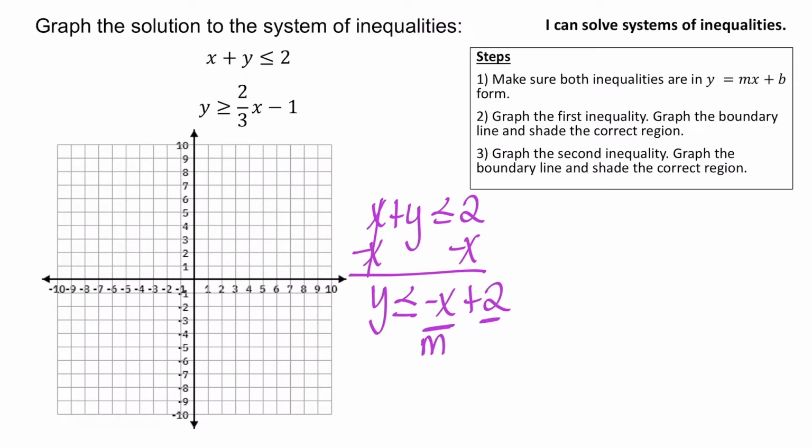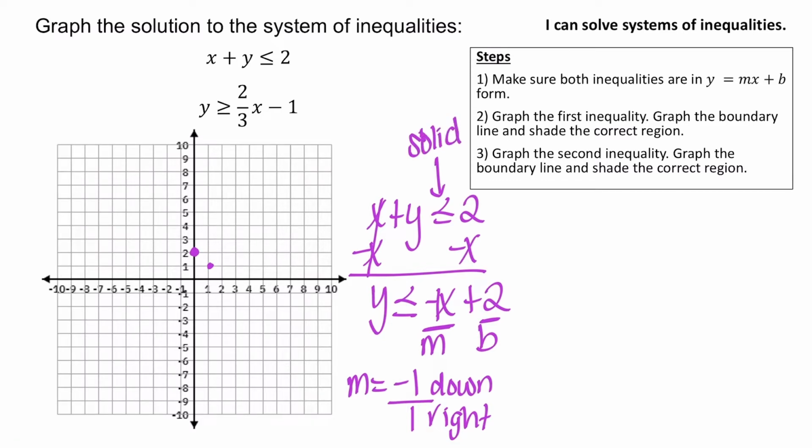I have m and I have b. Remember, m is the number in front of x. If there's no number there, that is an implied 1. So my b is 2, so I'm going to put my first point there. M equals negative 1, which is negative 1 over 1. So that means I go down 1 and then right 1. So I go down 1, right 1, and I put my next point. Since I have a less than or equal to, that is a solid line. So I'm going to connect the 2 points with a line.